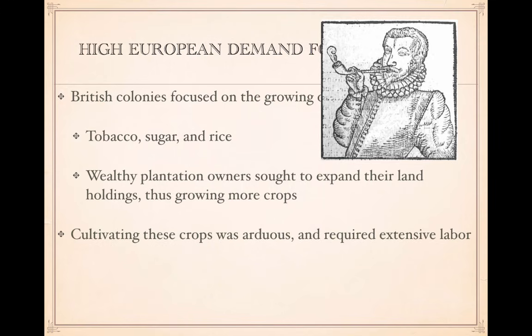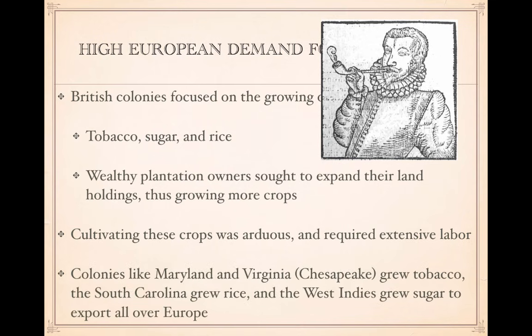Now, cultivating these crops was incredibly difficult work, very arduous, and required extensive labor. So if you were in Maryland and Virginia, for example, again, the Chesapeake, they grew tobacco, South Carolina grew rice, and the West Indies would grow sugar, and this would be exported all over the world. Think about the triangular trade, this idea of trading with many different parts of the world.